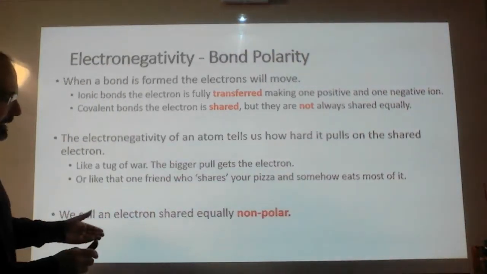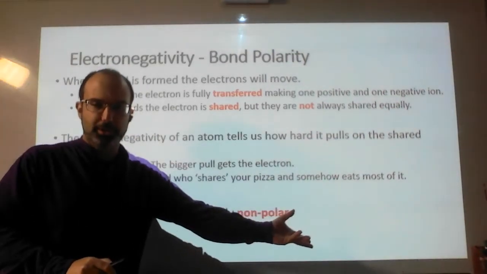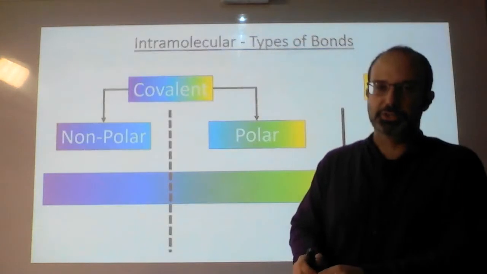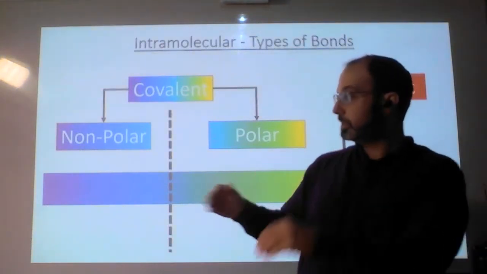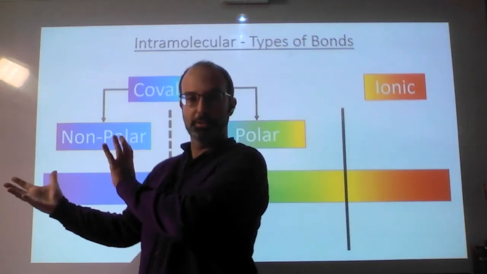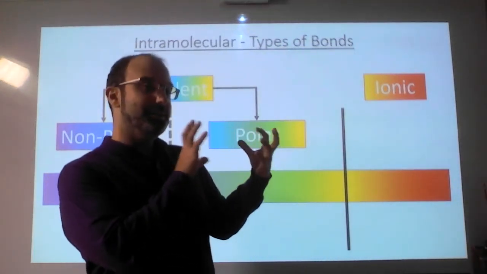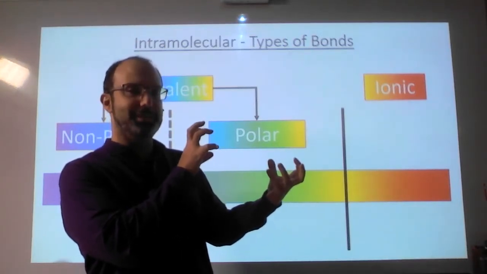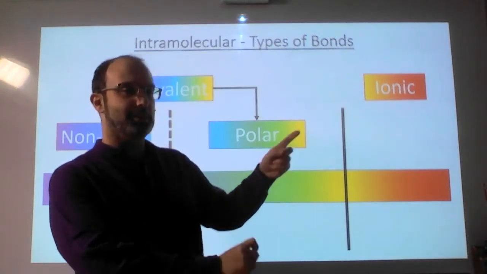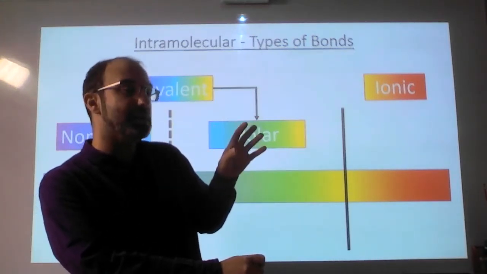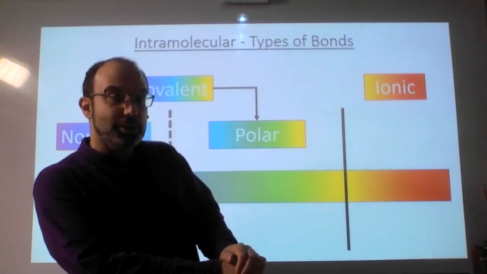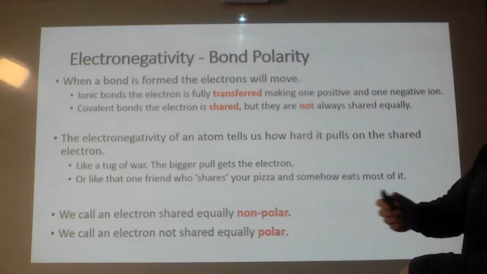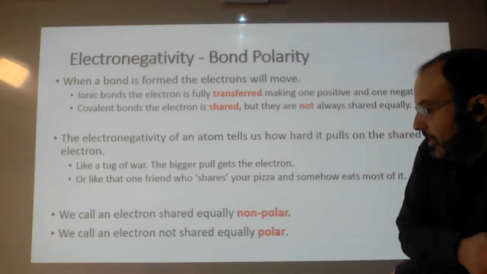So we call an electron shared equally non-polar. So if it is perfectly equally shared, it is non-polar. And if we take a look back at the little picture here, I said that perfectly shared oxygen is on this end. It's non-polar. This end is not evenly shared. One of the two of them is a bit greedy. One of the two of them is taking more than they're giving, much like an ionic bond, but not fully. They're still sharing it. It's just not doing a very nice job of it. So, there's one more there. We call an electron not shared equally polar.